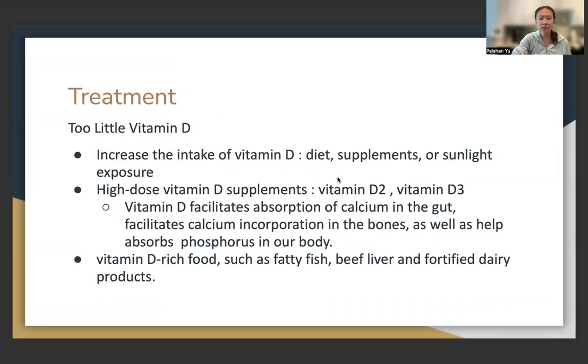you want to increase the intake of vitamin D, like dietary supplements, and you get more sun, and high dose vitamin D supplements such as vitamin D2, vitamin D3. And you want to take vitamin D rich foods such as fatty fish, beef liver, and fortified dairy products like milk.